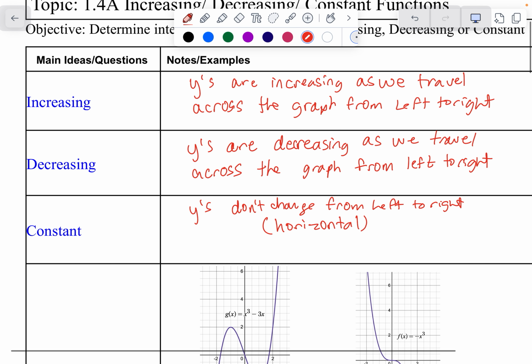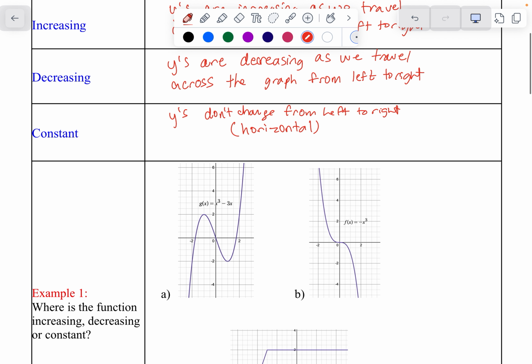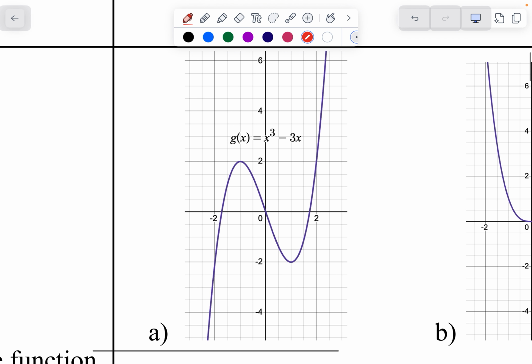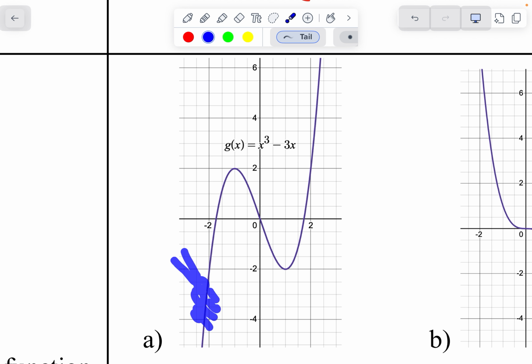So let's take a look at a graph. And the way that I like to do it, it says here, where is the function increasing, decreasing, or constant? Okay. So I like to almost kind of color code it. Think about my silly little math bug. If he's walking and he is facing the right, he has to go from left to right. That's the only way you can really gauge this. If he's going uphill, that section of the graph would be increasing. If he's going downhill, that section of the graph would be decreasing.